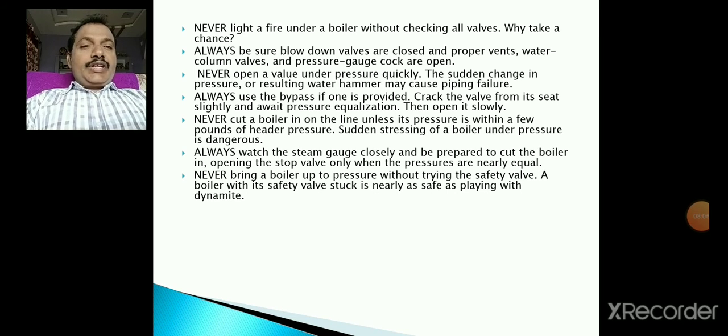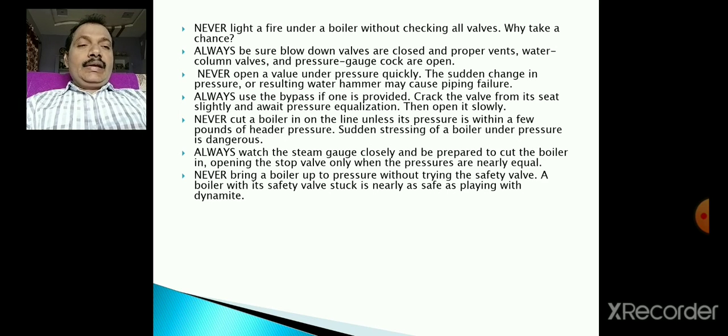Always watch the steam gauge closely and be prepared to cut the boiler in, opening the stop valve only when the pressures are nearly equal. Never bring a boiler up to pressure without trying the safety valve. A boiler with its safety valve stuck is nearly as safe as playing with dynamite.